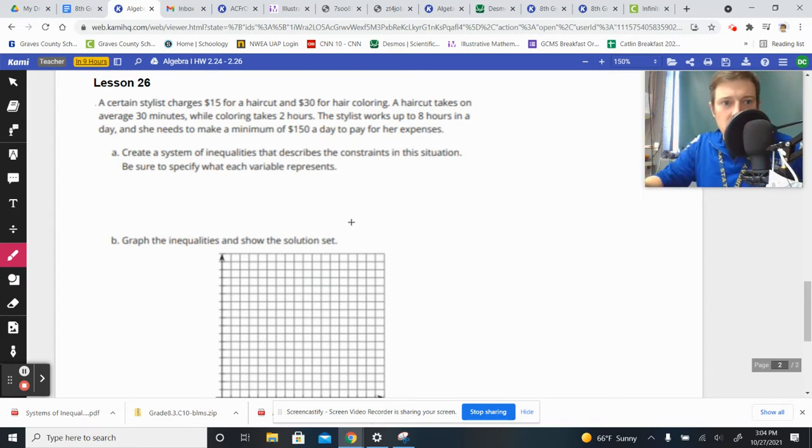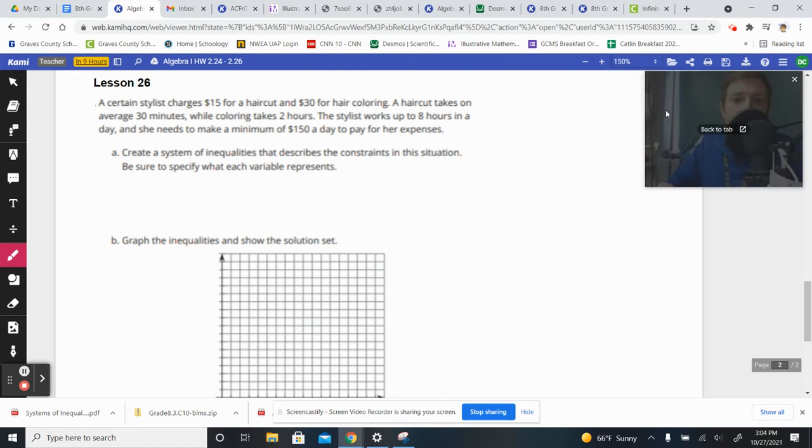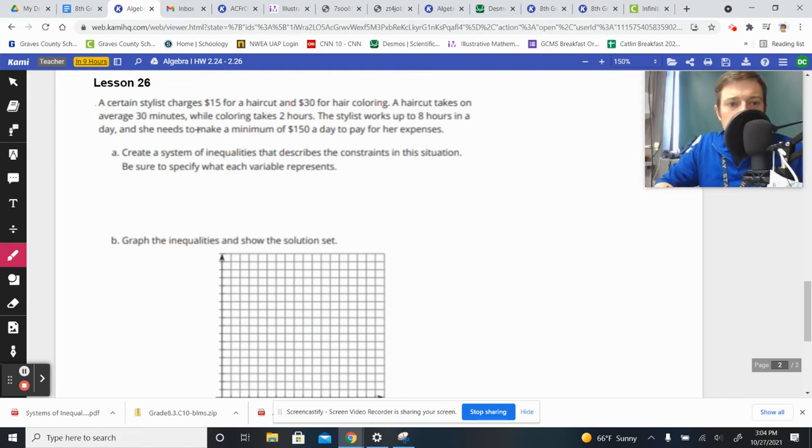So, let's jump right in. A certain stylist charges $15 for a haircut and $30 for hair coloring. A haircut takes an average of 30 minutes, while coloring takes 2 hours. The stylist works up to 8 hours in a day, and she needs to make a minimum of $150 a day to pay her expenses.